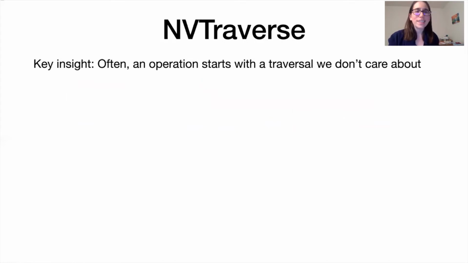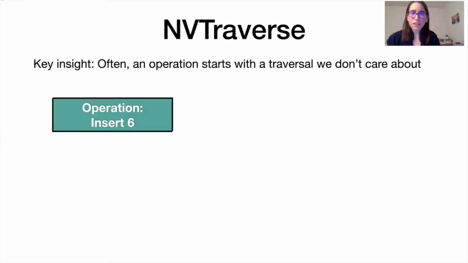So the key insight behind NVTraverse is that many operations in common data structures actually start with a large traversal phase, after which the update that we execute actually doesn't depend on it. So again, let's look at an example.